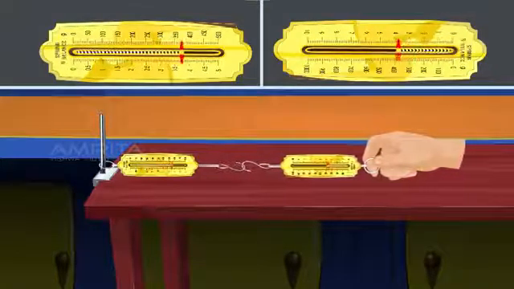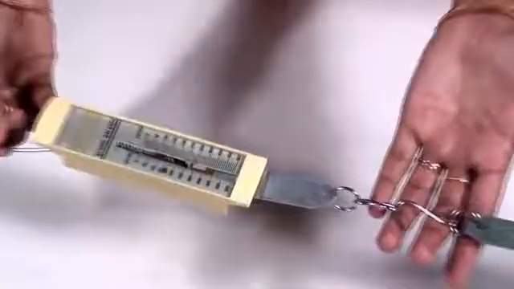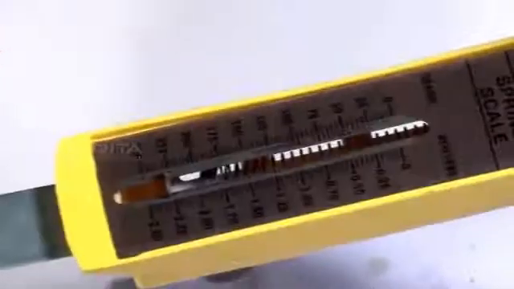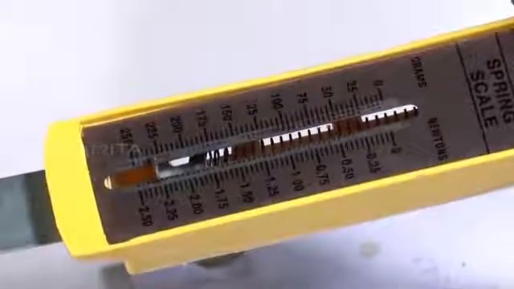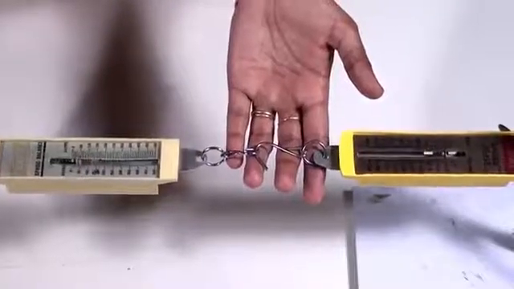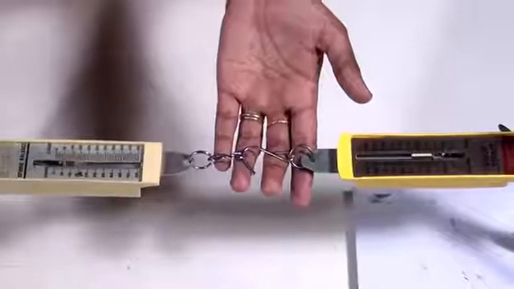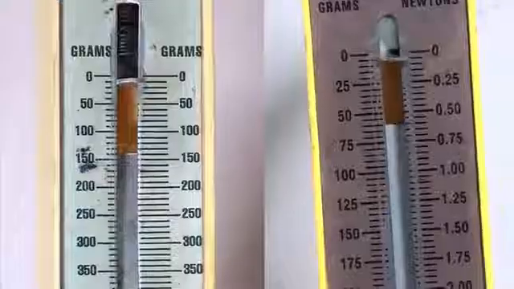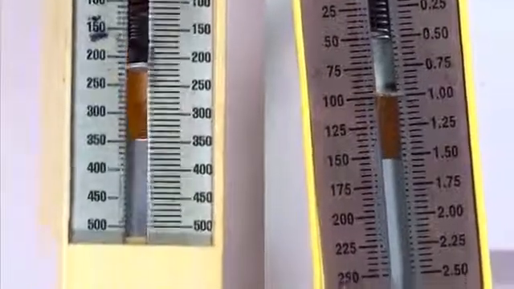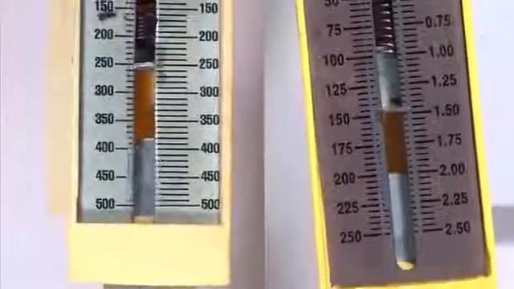Tabulate all the readings. So we can conclude that when the second spring balance exerted a force on the first, which was the action force, the first spring balance also exerted an equal and opposite force on the second, which was the reaction force. Action and reaction forces are equal in magnitude but opposite in direction.